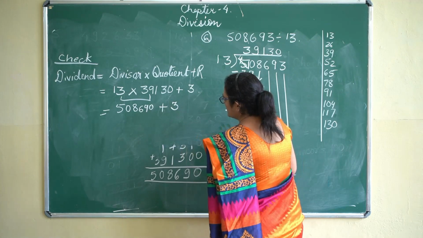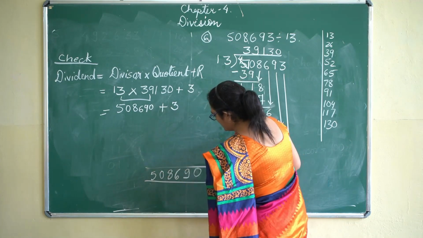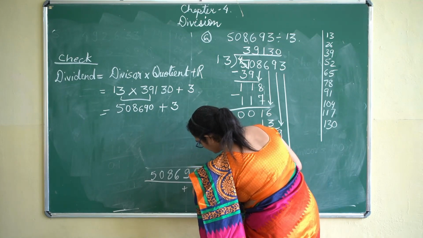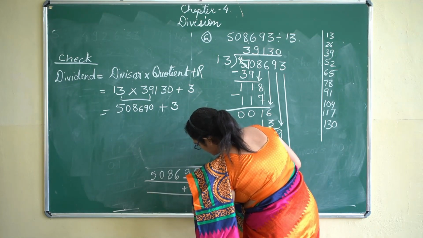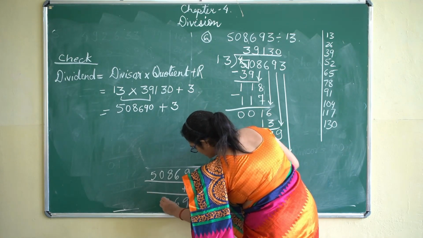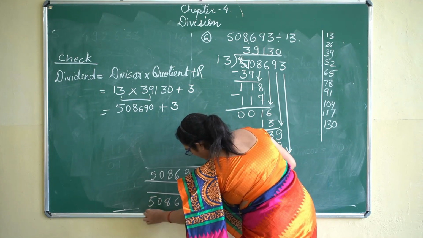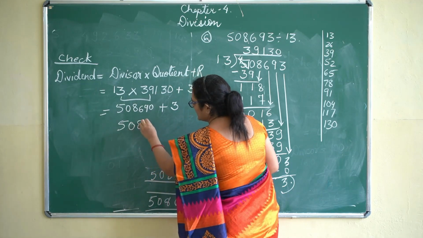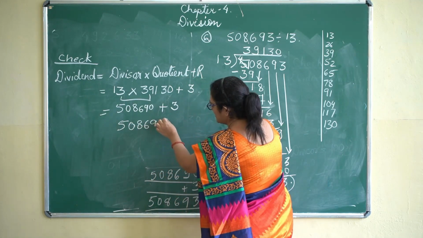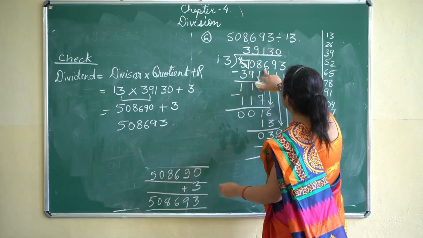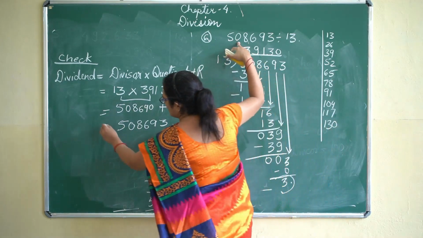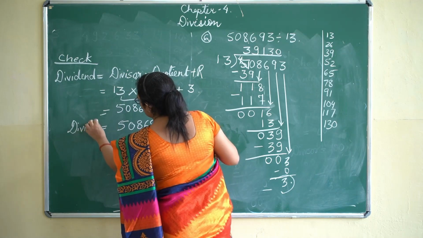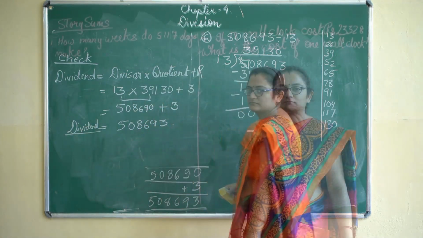Plus 3. Okay. Now we will add this plus 3. 0 plus 3 is 3, 9, 6, 8, 0, 5. 5 lakh 8,693. What is the dividend? Same, 5 lakh 8,693. We have done the division. Right. Okay. And this has been checked.